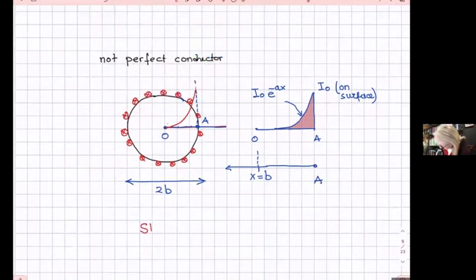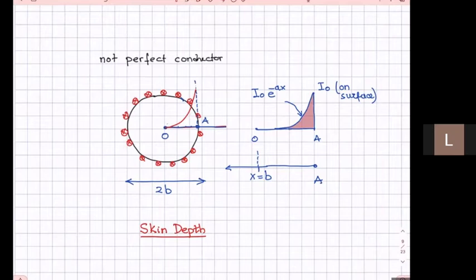Who has heard about the skin depth? Anybody? I have. Okay. Could you tell us what is the skin depth in your own words? Usually for high frequency AC signals, the current tends to propagate on the surface of the conductor, but that is not perfect because the conductor does not have perfect conductance. So some of it tends to propagate inside the conductor. And I think if I remember correctly, it's a function of 1/α.